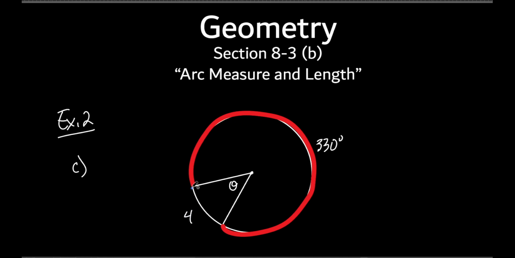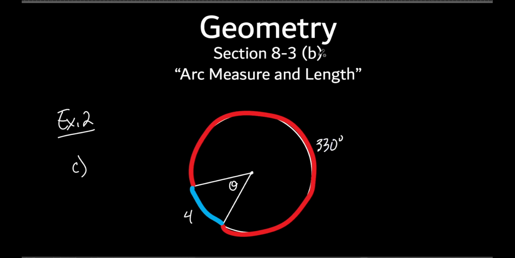Okay, from here, let's change colors. So from here to here is 4. Everybody got it? All right, so we have a formula, don't we? Remember what our formula was for this?